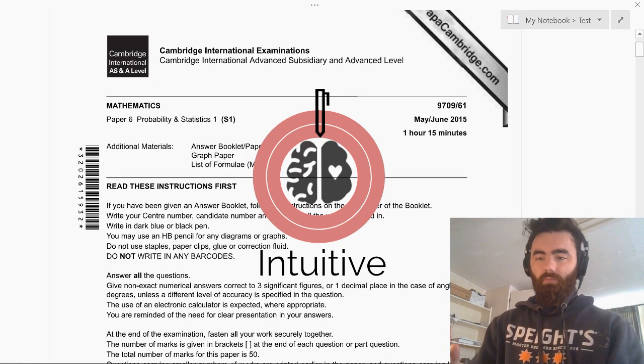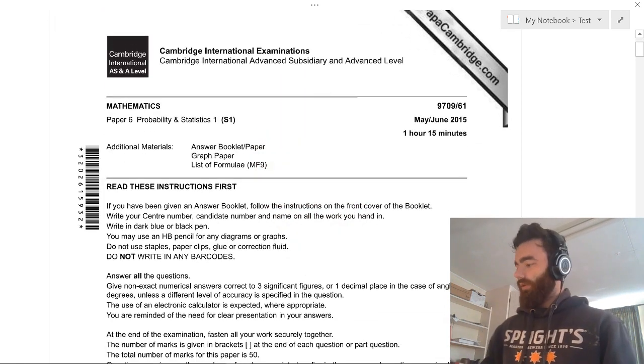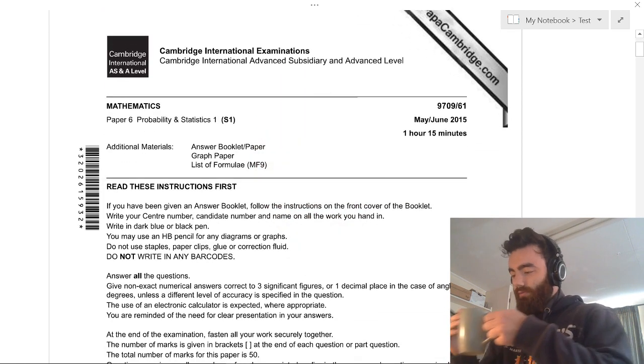Today we are going to be doing a statistics paper. I just made myself a hot drink.